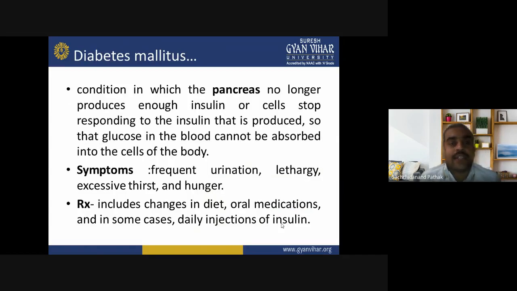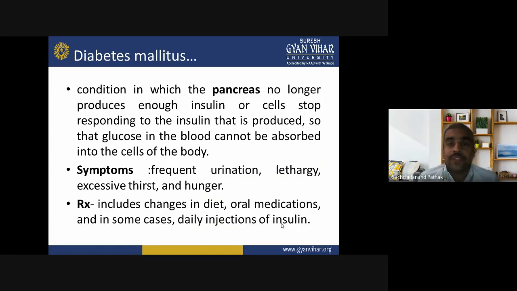Diabetes mellitus is another condition in which the pancreas is no longer producing enough insulin, or cells stop responding to the insulin that is produced, so that the glucose in the blood cannot be absorbed into the small cells of the body. Now we know the pancreas is composed of two types of cells. One is the acini cell and second is the islets of Langerhans. 80% of the cells are acinar cells, and these acinar cells release the pancreatic juice, while the remaining 20%, the islets of Langerhans, secrete the hormones insulin, glucagon, and somatostatin.